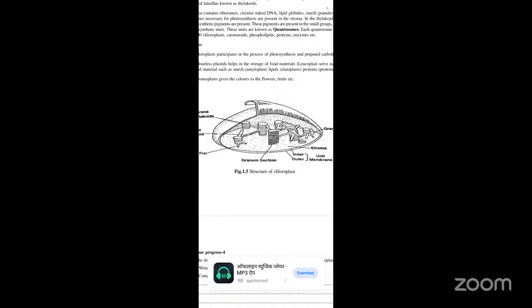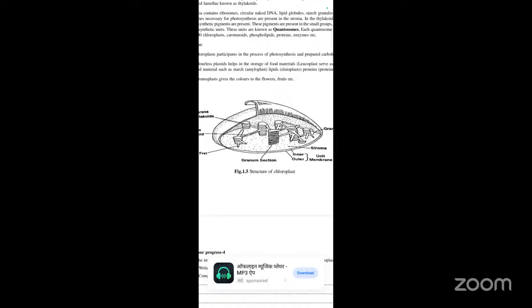Peroxisomes are present along with the chloroplast in the mesophyll cells of C3 plants. They contain the enzymes necessary for photorespiration. Photorespiration mainly occurs in the chloroplast, mitochondria, and peroxisomes. The main role of peroxisomes is the detoxification process, especially as they can form hydrogen peroxide.